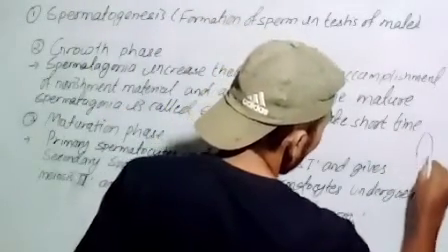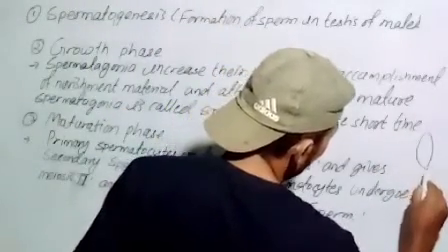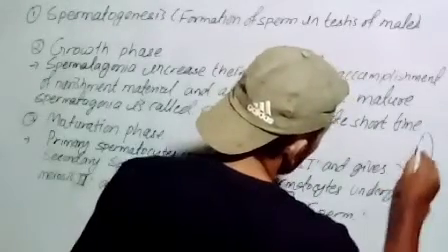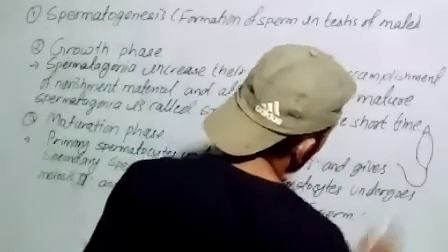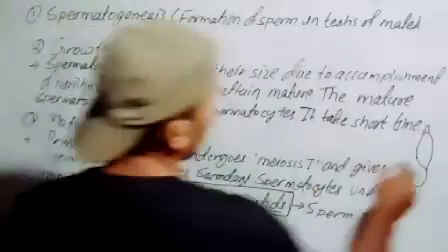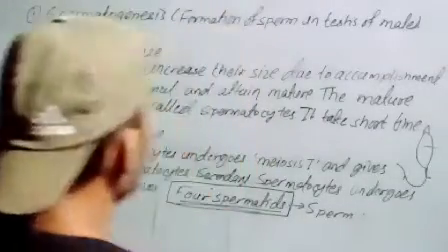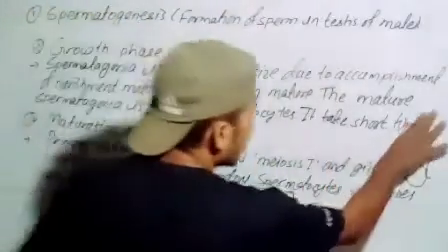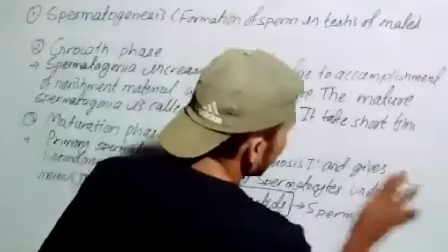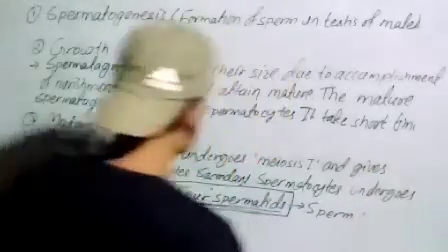The structure of the sperm has one tail, the acrosome, the head and tail, and there is a middle piece. Okay, we will discuss all about the structure of sperm in another video.